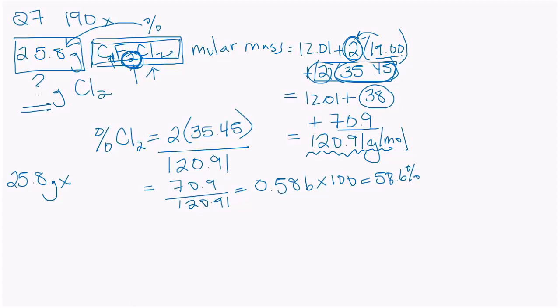But I can't do it as 58.6. I always have to do it as the decimal. So I'm just going to use this decimal here, 0.586. And then when I put that into my calculator, 25.8 multiplied by 0.586, my mass is 15.12 grams of chlorine. And that should be the answer.